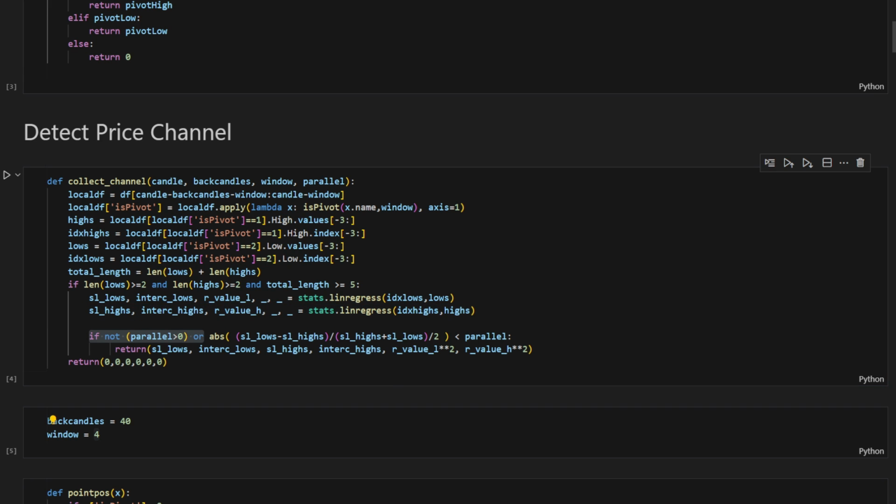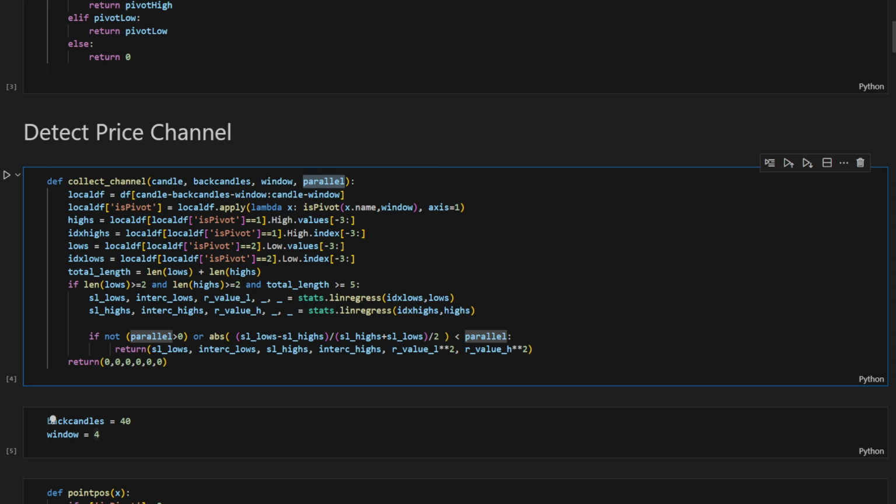Then we're going to apply the conditions on the slopes to make sure they are almost parallel within a few percentage, which is the parameter value here called parallel. Now, if we provide parallel equals 0, then we are discarding this condition. We will take any kind of channel. Could it be a triangular channel, ascending triangle, descending triangle, and so on. But as long as you provide a positive value for the parallel, we are sure that we are only selecting the slopes that are a bit parallel, let's say, within this provided threshold.